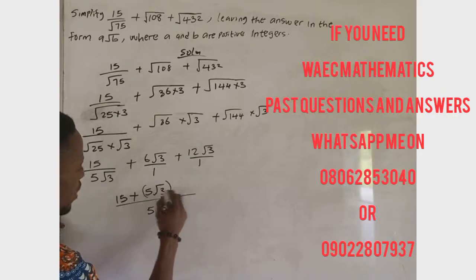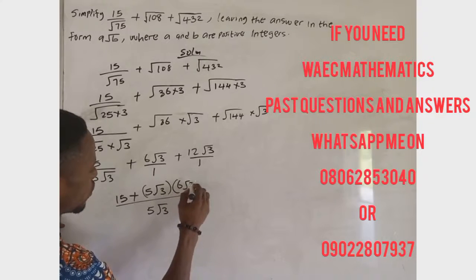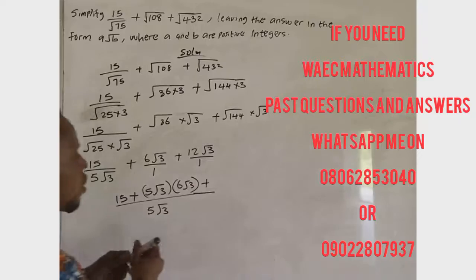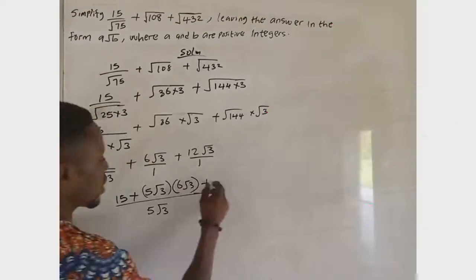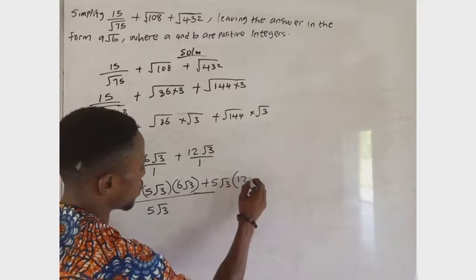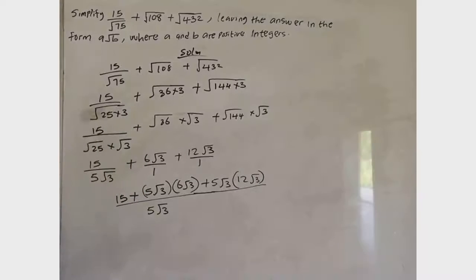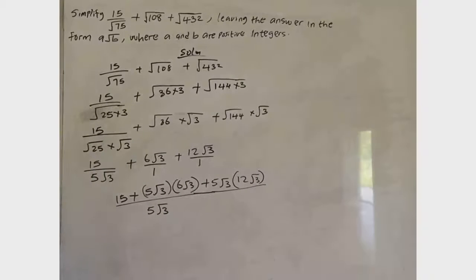So that was 5 root 3 multiplied by, let me put it in bracket, multiplied by this, that is 6 root 3. Plus 1 divided by 5 root 3, that's 5 root 3 times this, that's 5 root 3 multiplied by 12 root 3. So let's open the bracket we have here to make it easy.